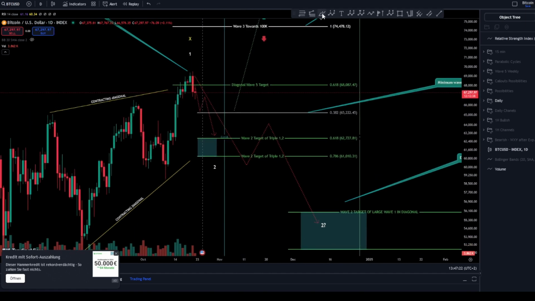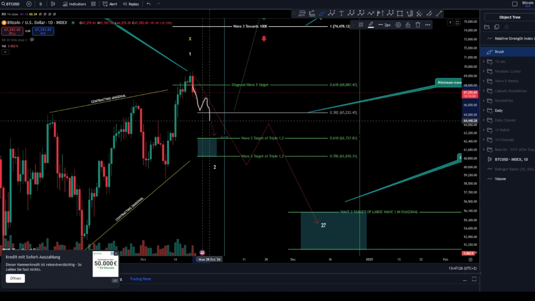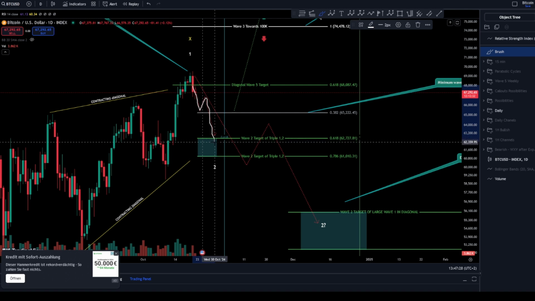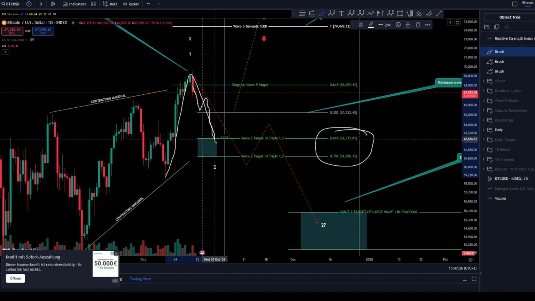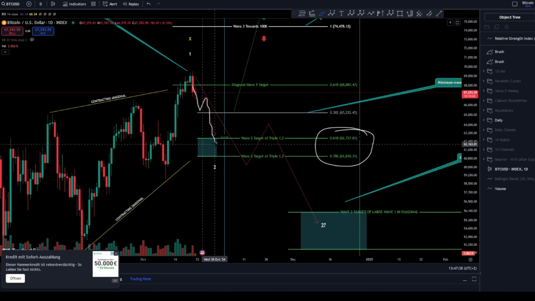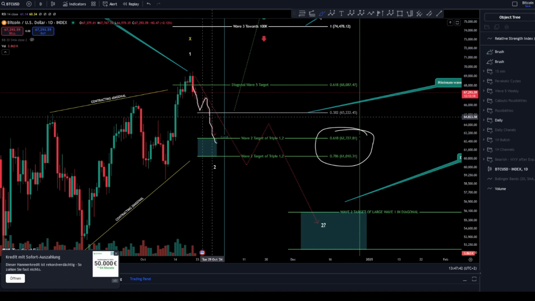Now, if we are more bearish, then we are going to go even lower. This is your preferable wave 2 fib level, but that means if it is a 1, 2 in a triple 1, 2, therefore this might be your preferable level.